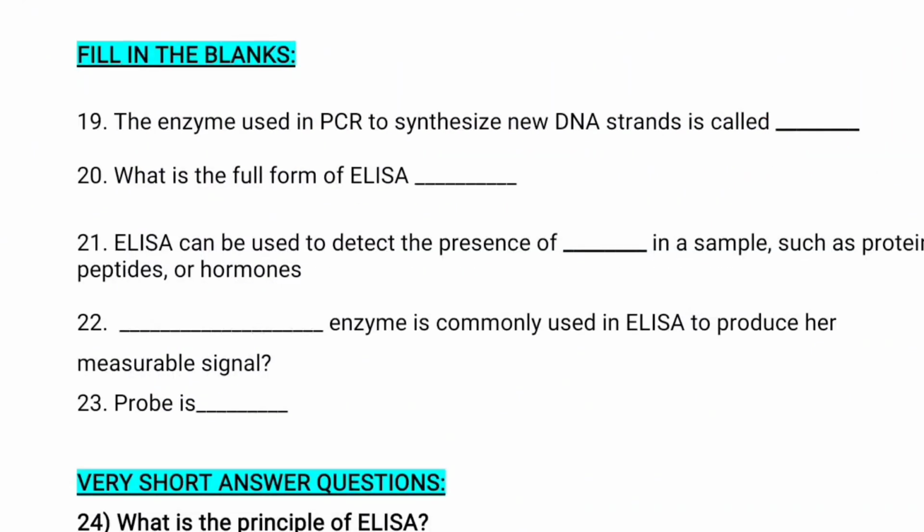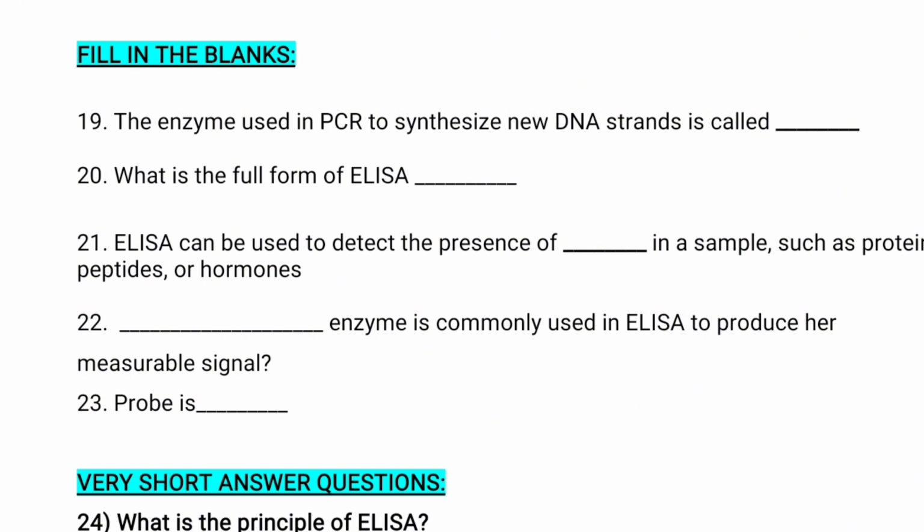They are nothing but fill in the blank type of questions. Let's see the first one. The enzyme used in PCR to synthesize new DNA strands is called... So, for PCR, a special polymerase enzyme is used, that is nothing but Taq polymerase. Let's see the next question. What is the full form of ELISA? As I told you earlier, enzyme linked immunosorbent assay is the correct one.